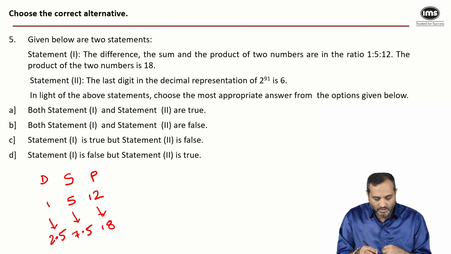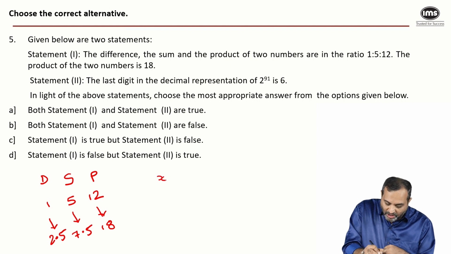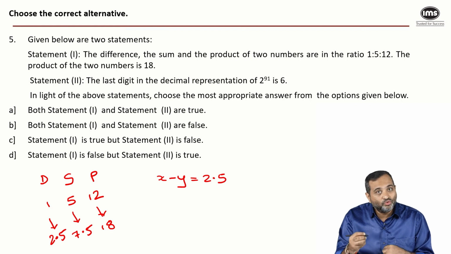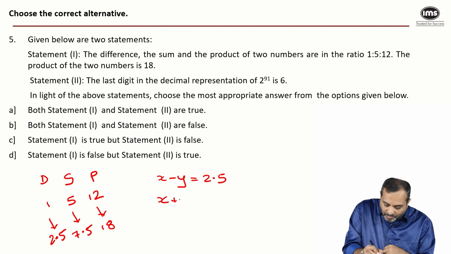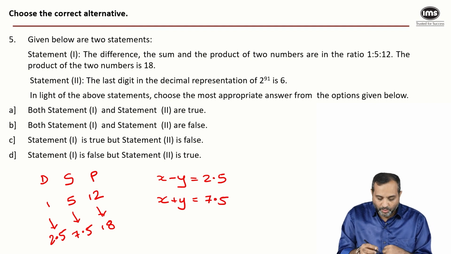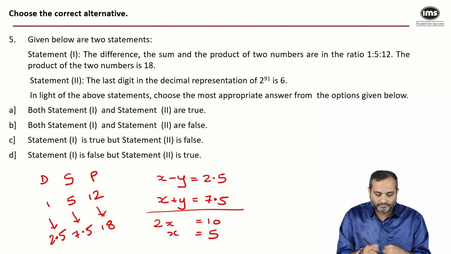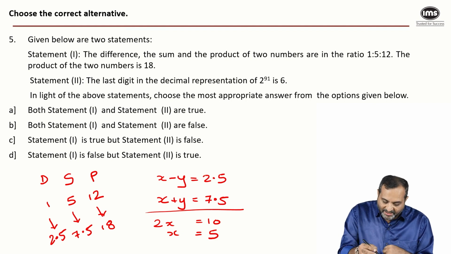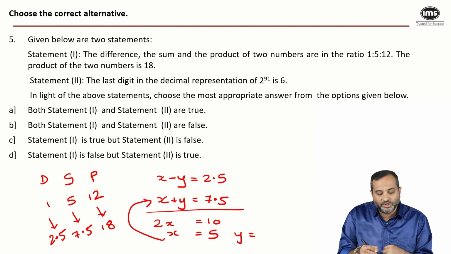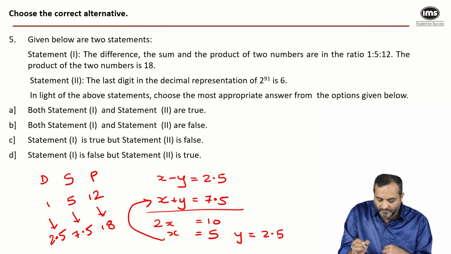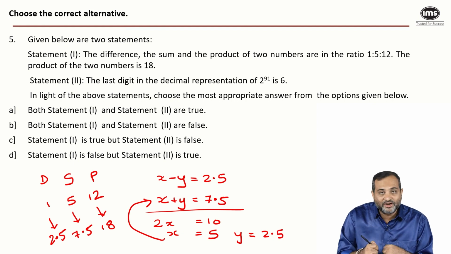Let's check if this is possible. Now the difference is 1.5. So let me assume x minus y is equal to 1.5 and the sum of 2 numbers is 7.5. So can I say x plus y is equal to 7.5? Add the 2 equations. What do you get? 2x is equal to 9, x is equal to 4.5. Now, if x is equal to 4.5, what is the value that y will take? Plug in x in this equation, you will get y is equal to 3. So, I got the 2 numbers as 4.5 and 3.